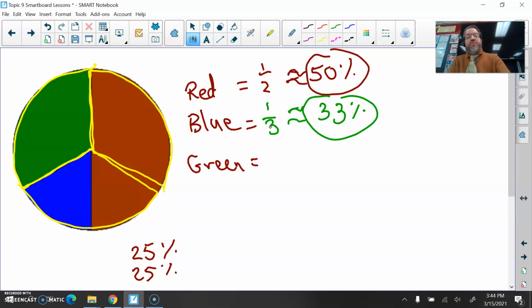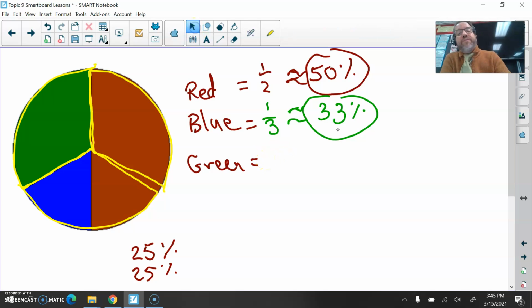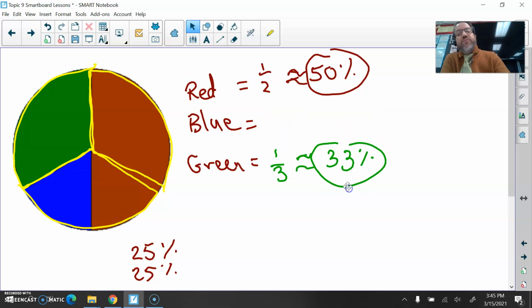Okay, and if that's about 33%, then what's left for the green? Oh, what am I doing? Oh, Mr. Wyatt, that's the green right there, 1/3 or 33%. It's the blue that I still need to do. All right, so what's left?